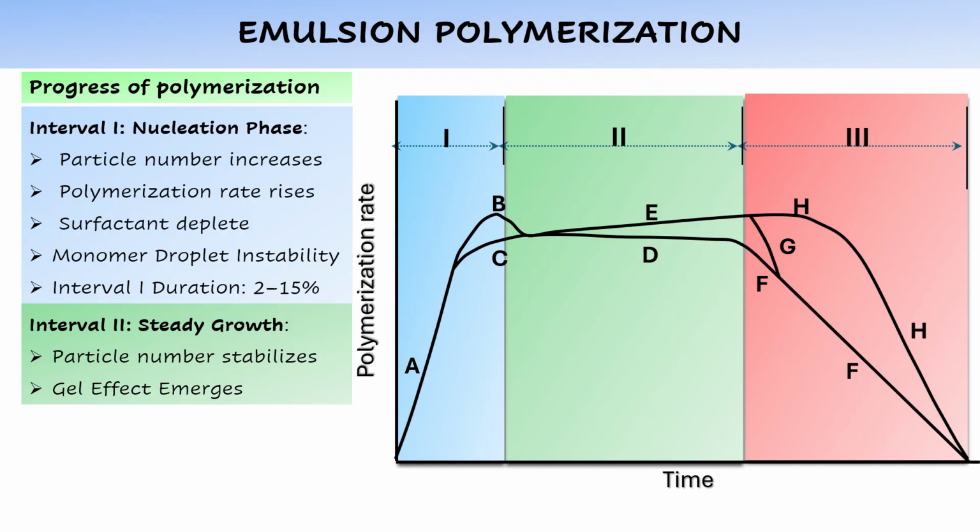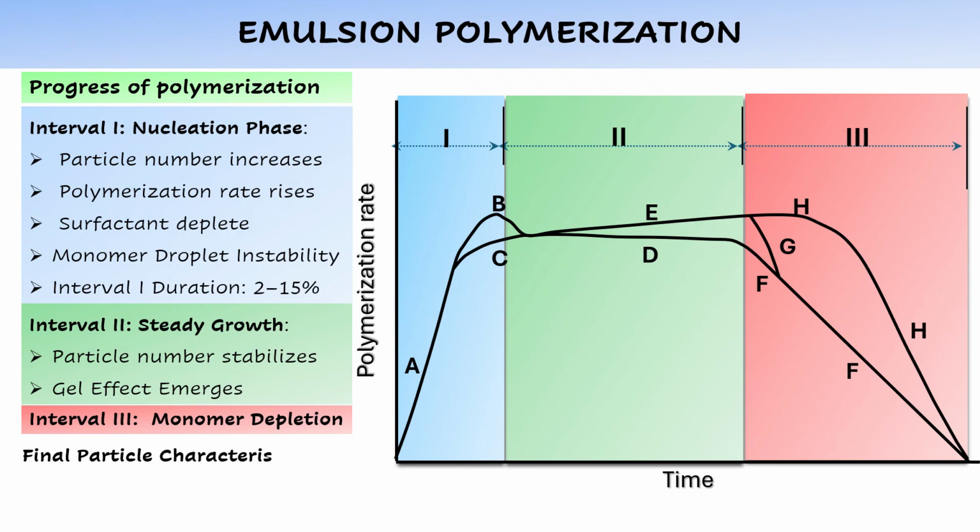Finally, we reach interval 3, the monomer depletion phase. During this period, the monomer droplets disappear and the particles must consume their own internal supply of monomer. As the concentration drops, the polymerization rate decreases steadily until the reaction completes. The entire process is engineered to produce our final product, spherical polymer particles, typically 50 to 300 nanometers in diameter, suspended in water to form a stable latex.